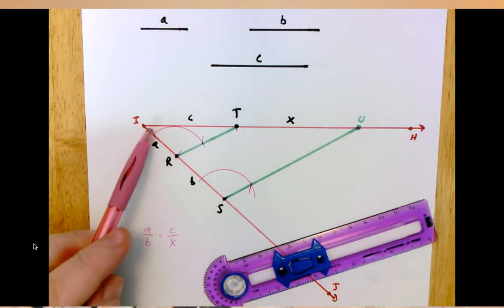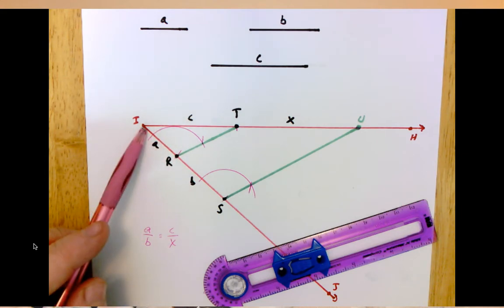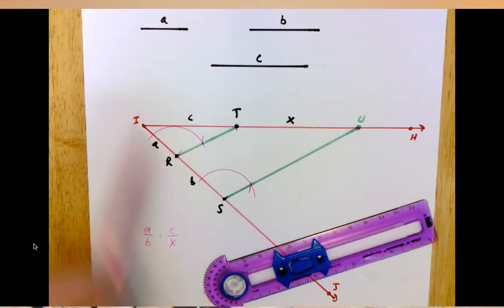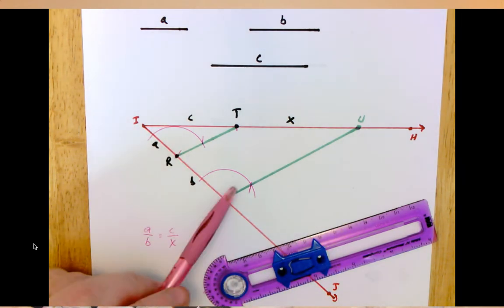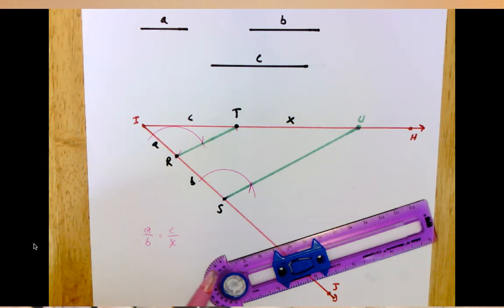This is true by angle. Triangle IRT is similar to triangle ISU by angle. We created two congruent angles here, and they have common angle I. So the triangles are similar. So these sides are proportional. So that's construction number 17. Thank you very much.